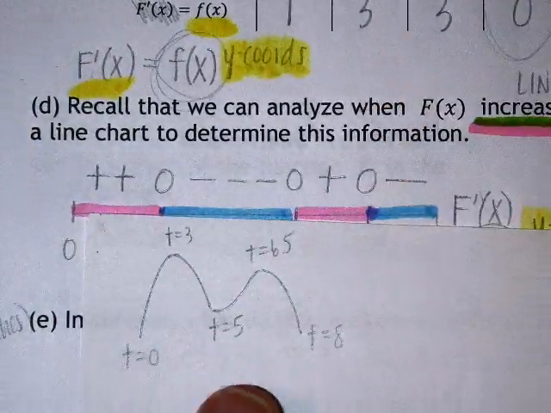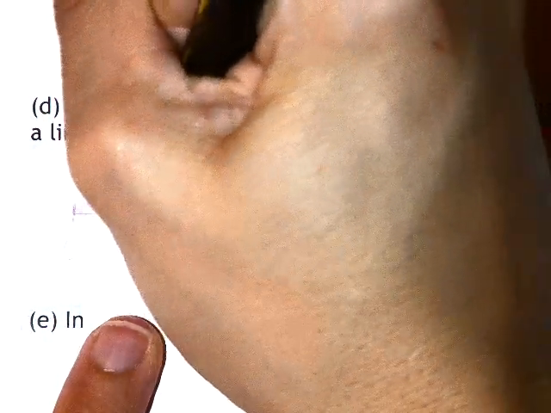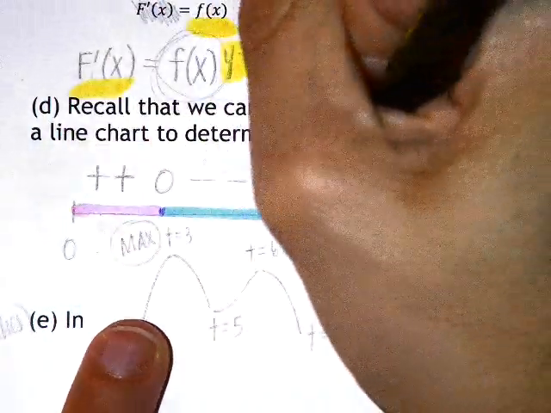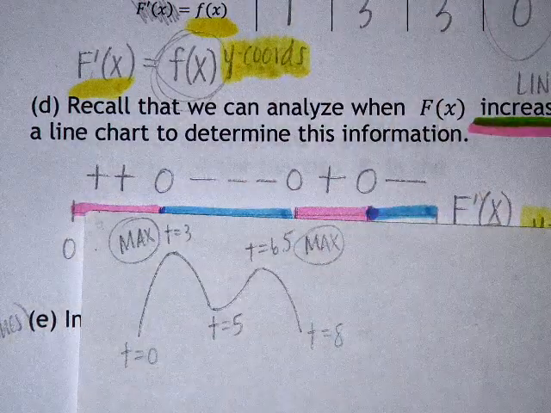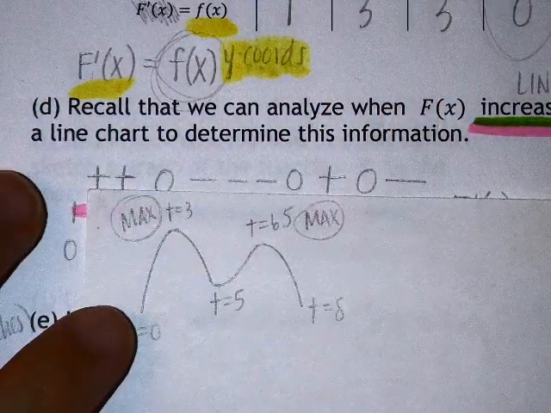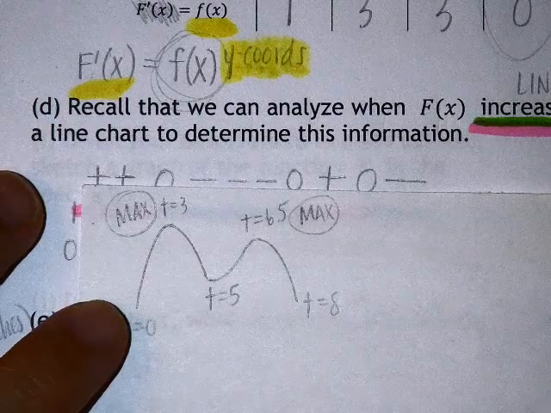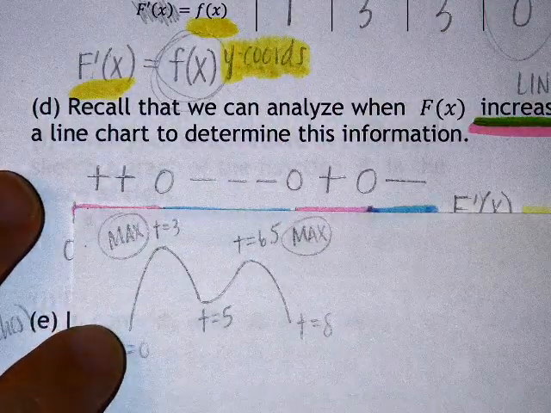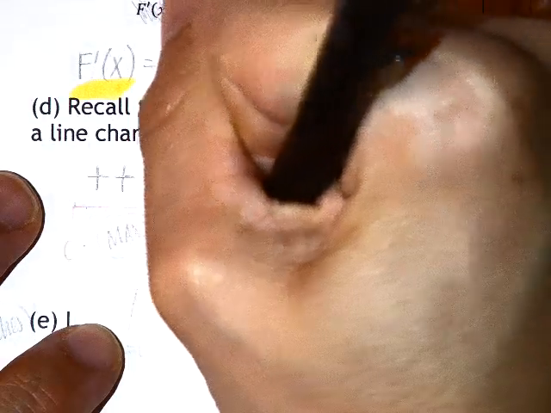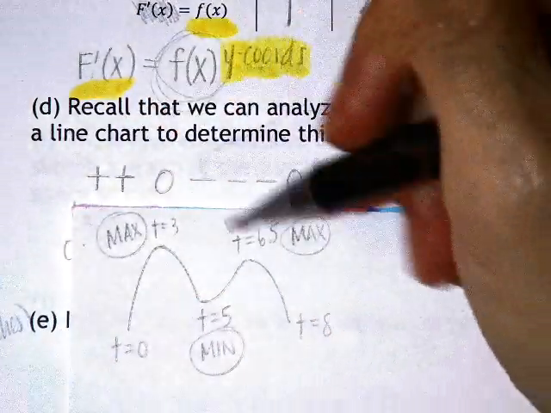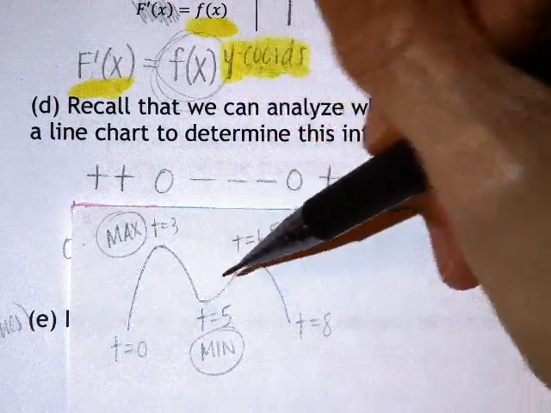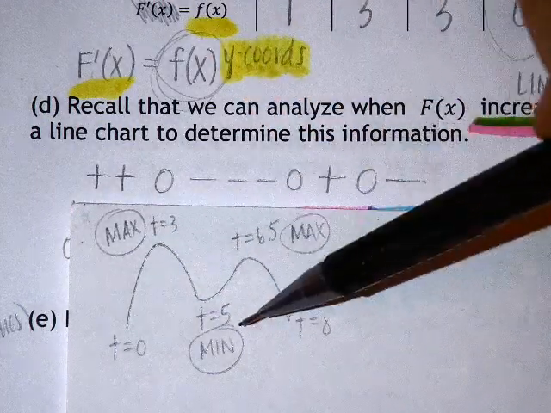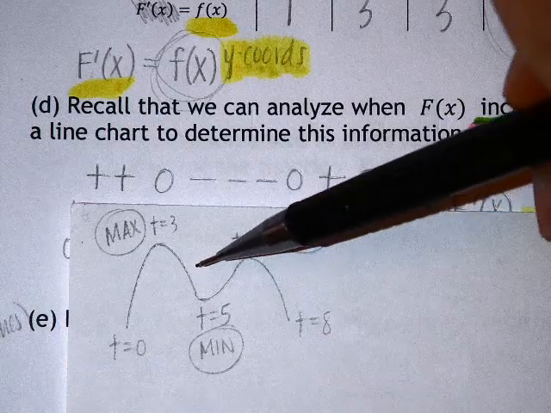I have possible maximum values at time 3 and at time 6.5. Those are possible or local maximum values. A possible or local minimum value could occur at time 5. Maximums would be those tops, and a minimum is any potential low point. So top of the hill, bottom of the hill, if you want to think of it that way.